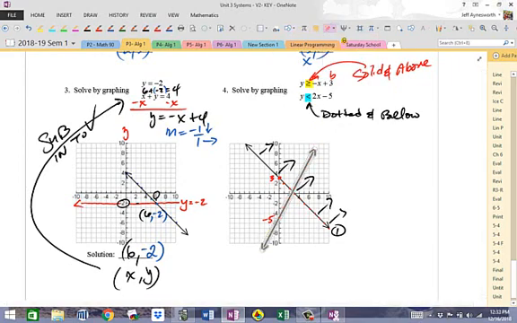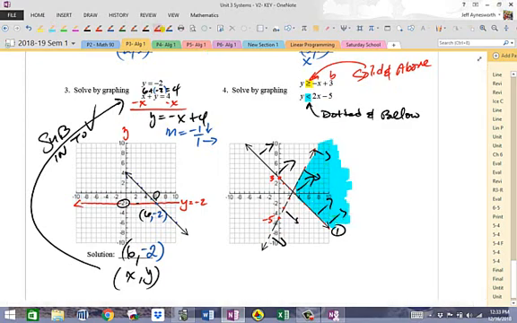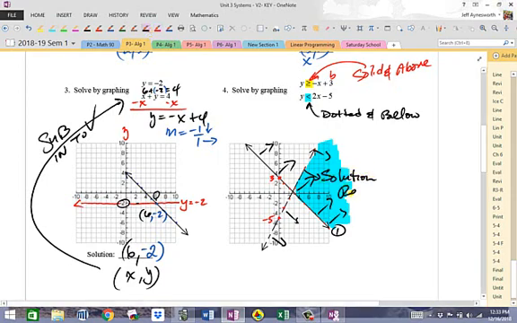So pull out your eraser, and let's make it dotted, okay? Because it says less than, not less than or equal to. And then it's below the line, all right? Not above, but below. And so this solution region is where they intersect. And where they intersect is right through here. This is called the solution region, or in linear programming, it's called the feasible region. Okay, and that's all there is to it.